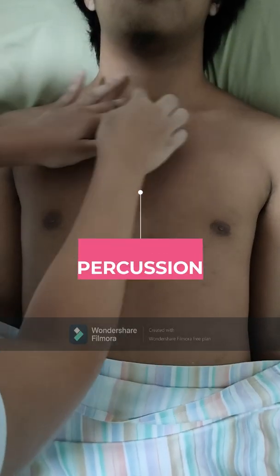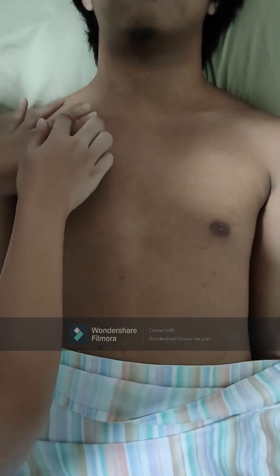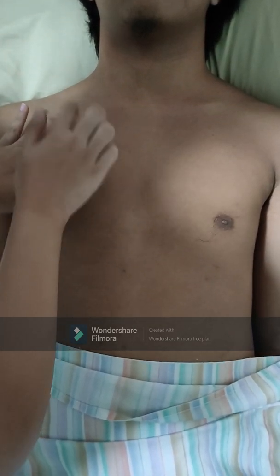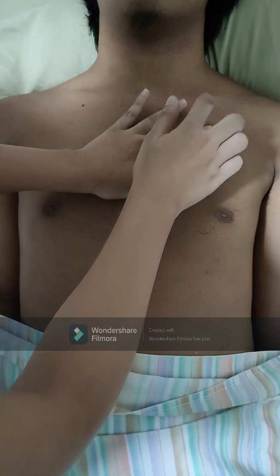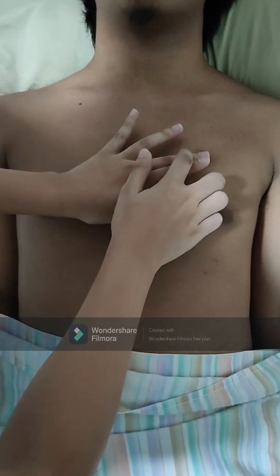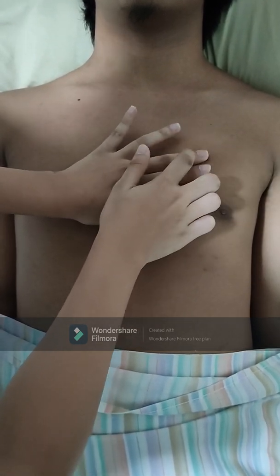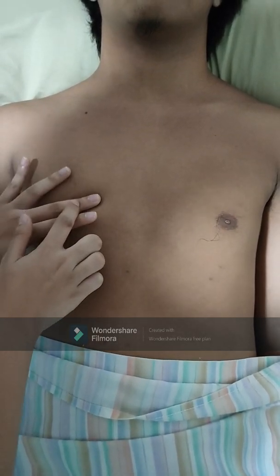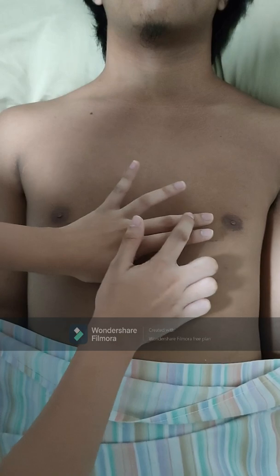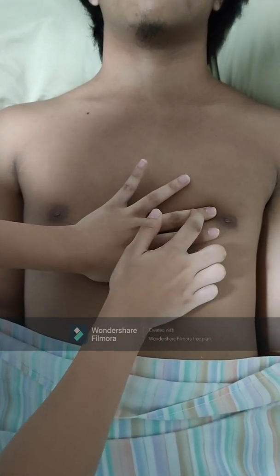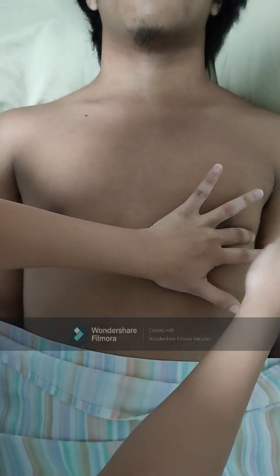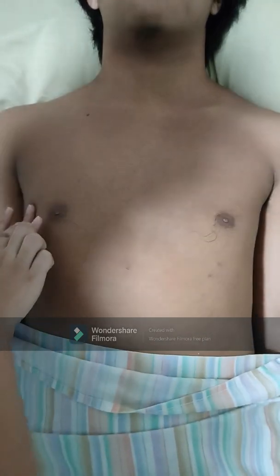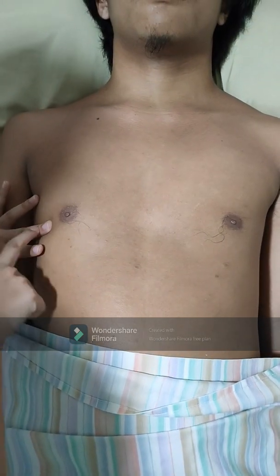For the percussion, percuss the anterior and lateral chest, again comparing both sides. The heart normally produces an area of dullness to the left of the sternum from the third to the fifth interspaces. Dullness replaces resonance when fluid or solid tissue replaces air-containing lung or occupies the pleural space. The hyperresonance of COPD may totally replace cardiac dullness.